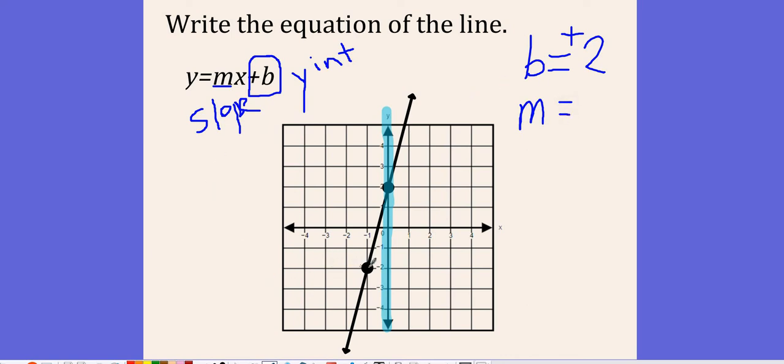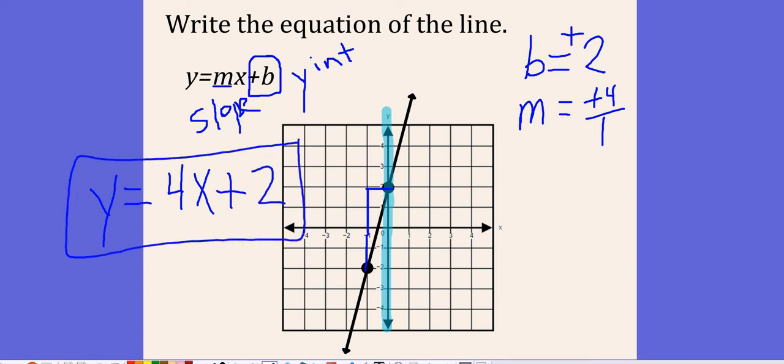So I'm going to start counting from this point here because it's furthest to the left. And I'm going to count to this point here. Okay? So I'm going to start by going up 1, 2, 3, 4. That means that my slope is a positive 4 divided by, and then I'm going to move to my right 1, so that means over 1. Okay? So when I write my equation, it would be y equals slope, which is 4x, and my y-intercept was plus 2. That would be my equation.